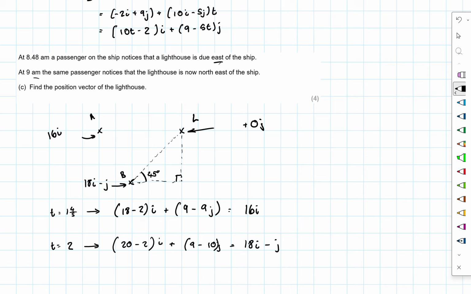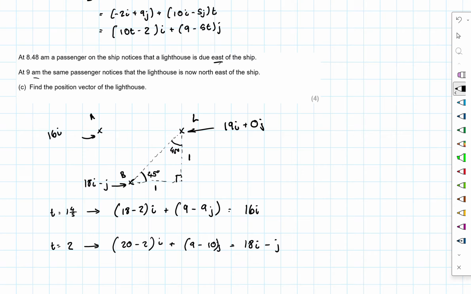Why? Well, because this is a right angle triangle, and that means that is 45 degrees, which makes it an isosceles triangle. Well, because we know that this is 0j here, we know that that distance down there is just j. So it's like a distance of 1, which means that this distance is also 1, which means that if we're 18i here, we must be 19i there.